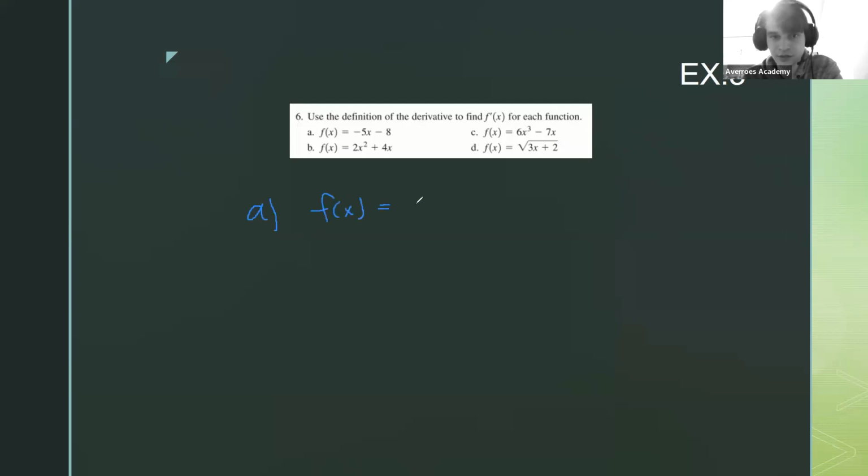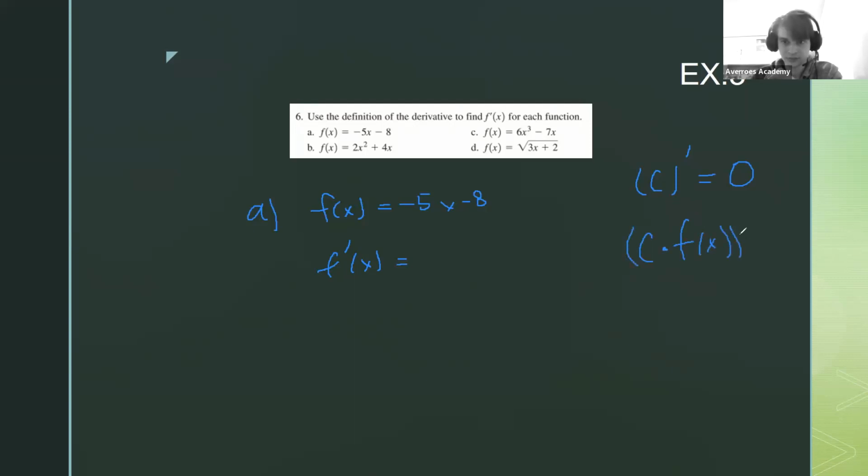So we have the function f of x equals minus 5x minus 8. The derivative of this function would be, oh, there's another important rule. The derivative of a constant equals zero. But the derivative of a constant times some function would be equal to the constant times the derivative of this function. And we implement this rule here. We have the coefficient minus 5, a constant, right? So the derivative of this one would be minus 5 times the derivative of x, subtract the derivative of this constant. And the derivative of a constant is 0.